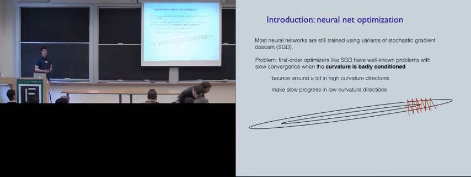So despite a lot of advances in optimization over the past few decades, typically when we train a large neural net, we still use stochastic gradient descent, or some variant thereof. And it tends to work reasonably well. We can usually train our networks, but it has this problem, which is that SGD is a first-order optimizer, meaning it only uses gradient information, not curvature information. And first-order optimizers have well-known problems when the curvature is badly conditioned. So you have some directions which have much higher curvature than others. It'll oscillate in those directions and make very slow progress in the directions of low curvature.